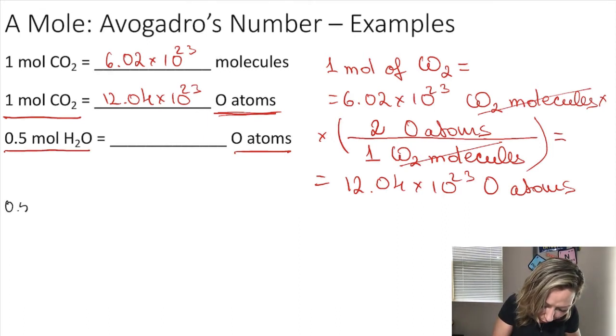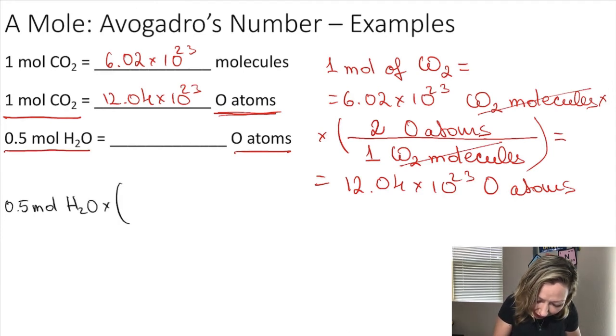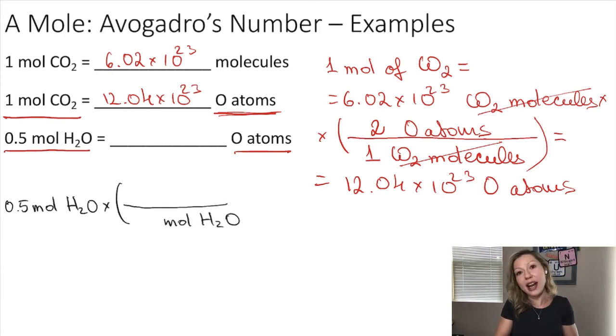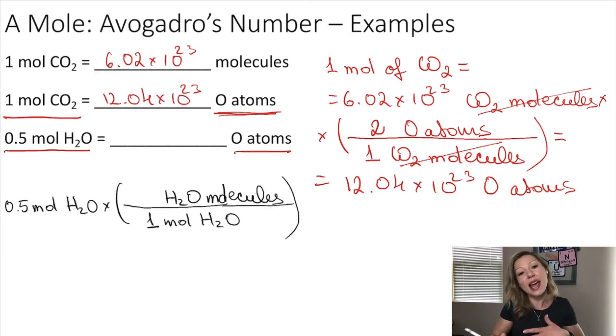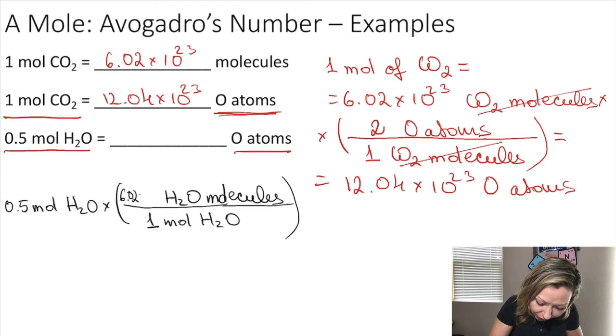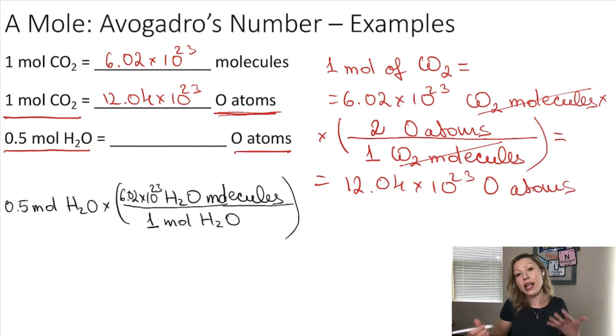So if I have 0.5 mole of H2O, I can cancel the moles of H2O out by putting it on the bottom of my conversion fraction. And on top, I'm going to have the number of H2O molecules. I know that in 1 mole, I have Avogadro's number of H2O molecules, which is 6.02 times 10 to the 23rd H2O molecules. Okay, my moles cancel out.